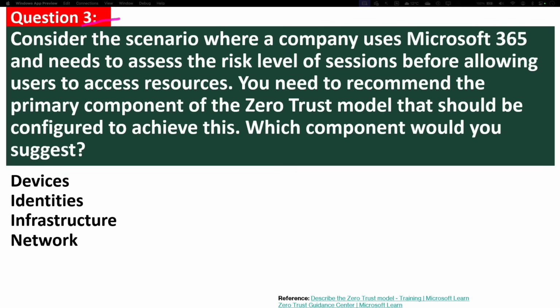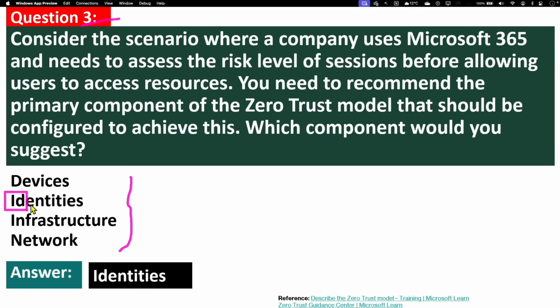You need to recommend the primary component of the zero trust model that should be configured to achieve this. Which component would you suggest? Scan through the options available, see if you can guess the right answer. The correct answer is identities.